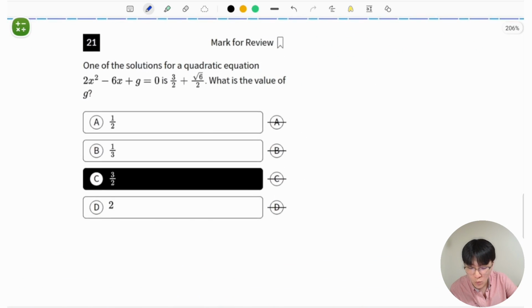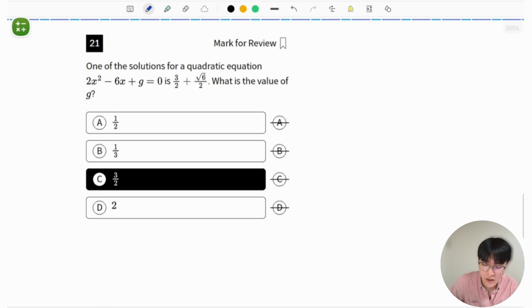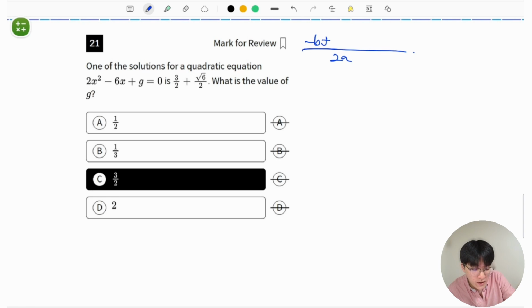Question number 21. One of the solutions for a quadratic equation, 2x squared minus 6x plus g is equal to 0, is 3 over 2 plus square root 6 divided by 2. What is the value of g? Now, if we want to find this, then what do we need to do? We need to use the quadratic formula. That is minus b plus or minus the square root of b squared minus 4ac, all over 2a. Let's actually apply it and see what happens.